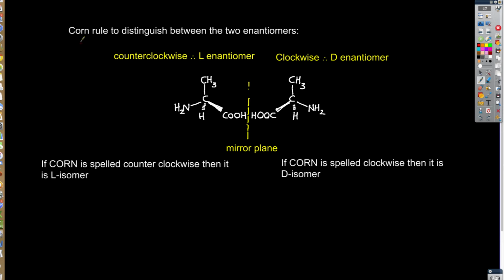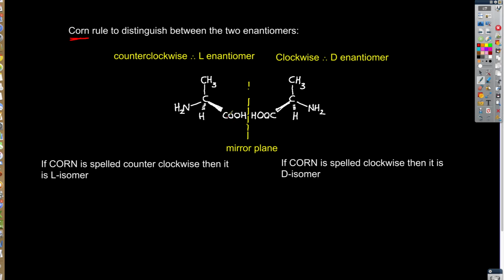So all your amino acids, by the way, are L enantiomers because they rotate plane polarized light to the left hand side. Now we need to be able to decide if it's L or D, and we are going to apply the CORN rule. So the first one, alanine, I drew it 3-dimensional. The hydrogen with the dashed line is in the back.